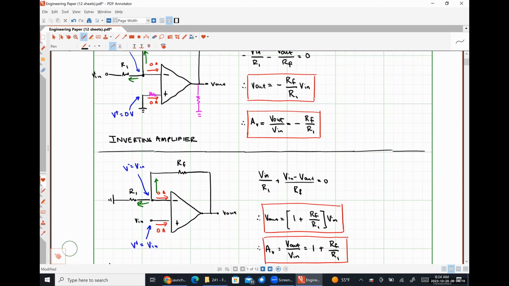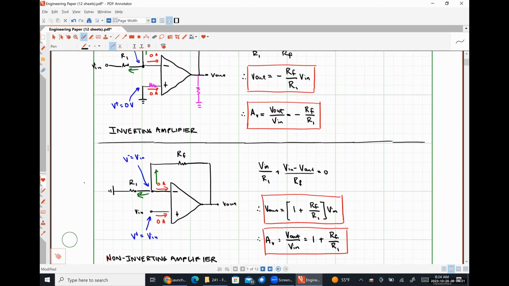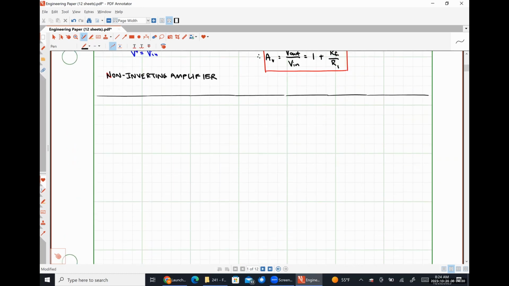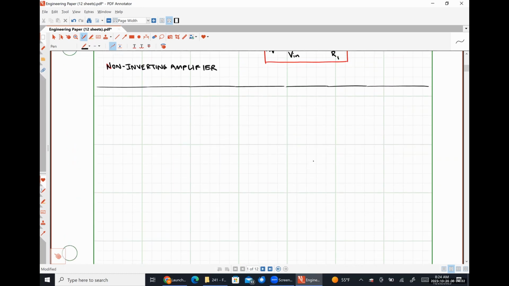All right, so any questions about inverting or non-inverting amplifiers to this point? All right. So the next circuit that we are going to look at is a modified version of the inverting amplifier.